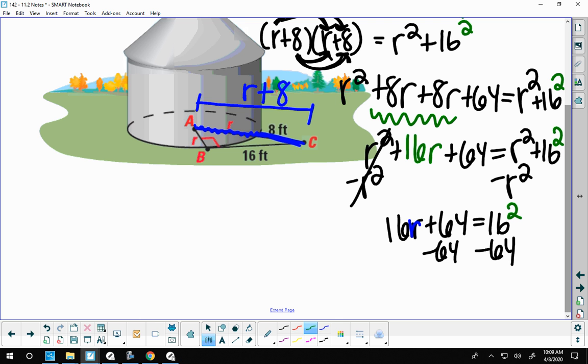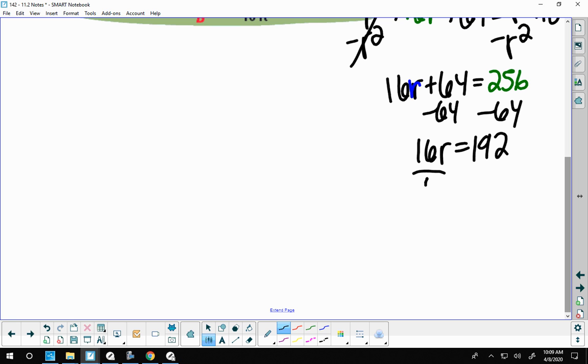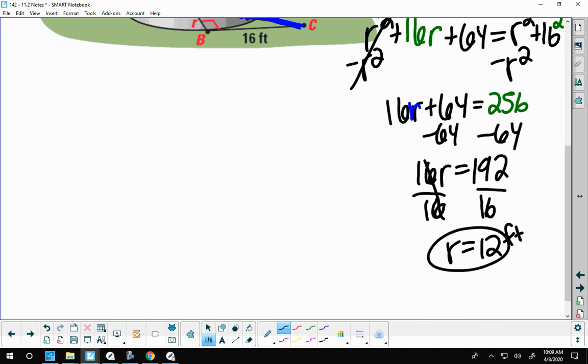So actually 16 squared here should be 256. Now this makes more sense because now my r value won't be negative. All right, 256 minus 64 is 192. So 16r equals 192. Divide both sides by 16, and we get r equals 12. So my radius is 12. Are there units on this problem? Yes. So we can add in a feet there.